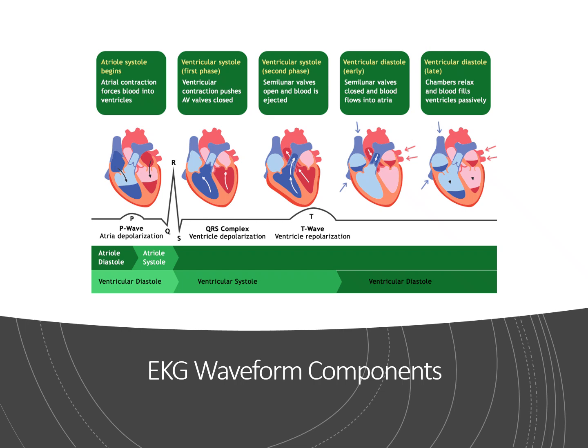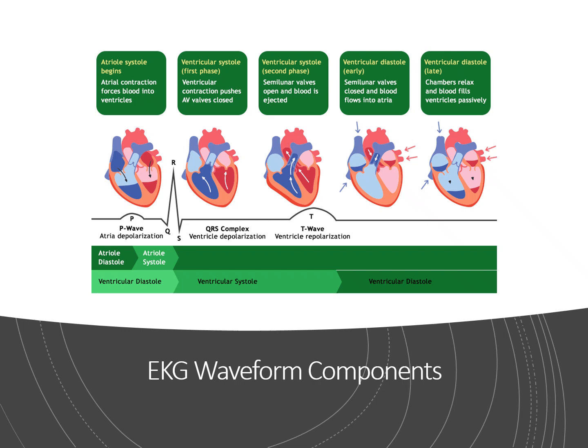The QRS complex represents the ventricular depolarization, and this is when the ventricles are going to contract. This interval should be less than 0.12 seconds. Now, if we start to see a widened QRS complex, this can indicate a bundle branch block or a ventricular rhythm. And then lastly, let's look at this T wave.